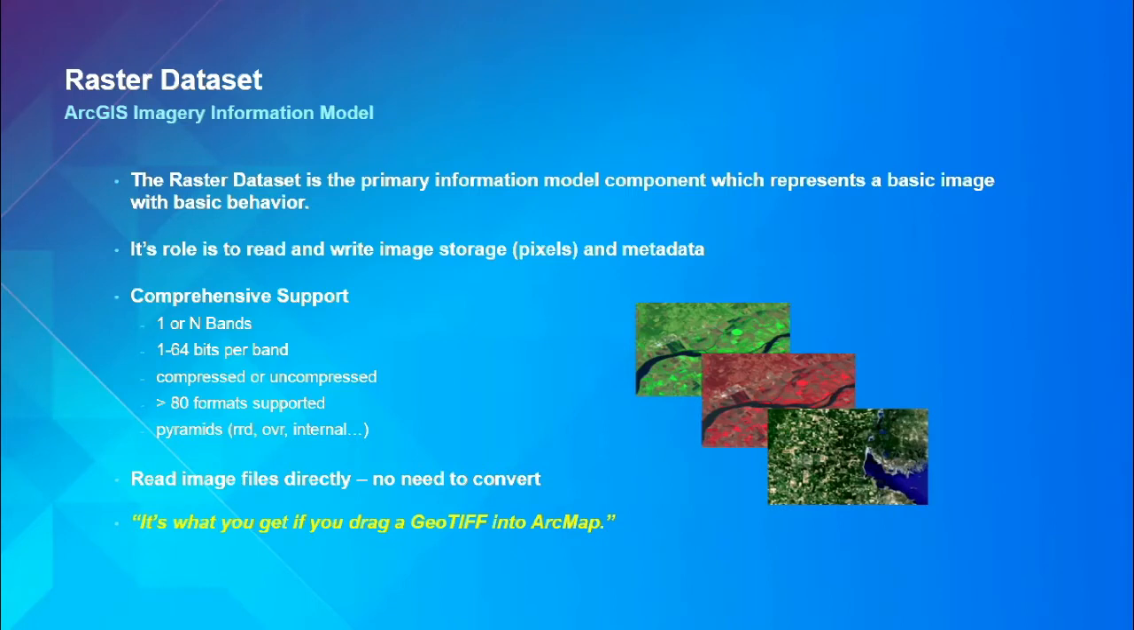You know, we have over 80 formats supported of basic raster datasets. It involves all the notions of pyramids and basic metadata. It can be multi-band. It can be any type of storage, 11-bit, 8-bit, whatnot. So this piece of the information model is really about just the lowest level component that's used to read the pixels and the metadata.